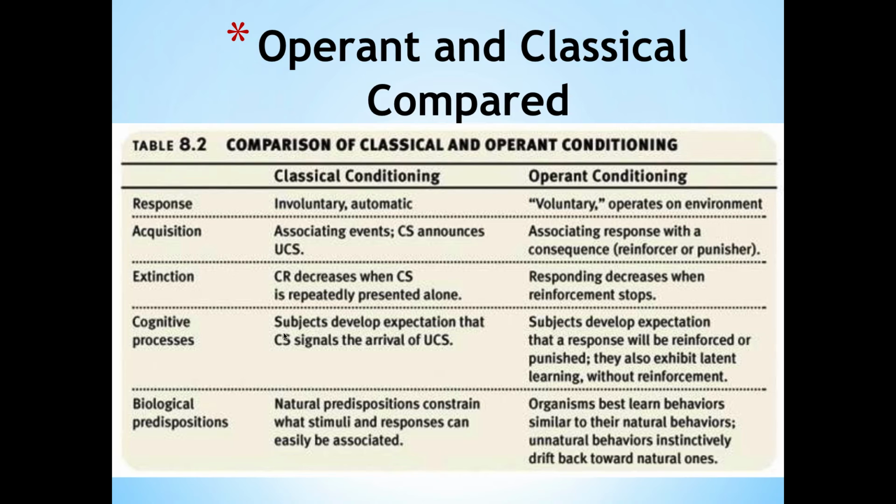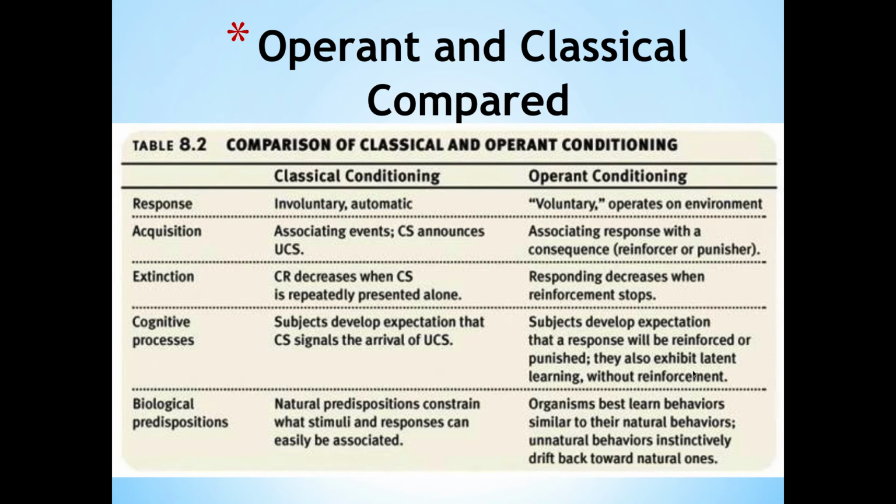Cognitive processes. Subjects develop an expectation that the conditioned stimulus signals the arrival of the unconditioned stimulus. So there is a level of cognition or expectation that's happening, that an organism is learning that this conditioned stimulus, like the presence of the tone, is going to lead to the unconditioned stimulus then being presented, like the meat powder. The cognitive element of operant conditioning is that as an individual, I come to learn that if I exhibit a particular behavior, it is going to be reinforced or punished, and that's going to determine whether or not I exhibit that behavior.